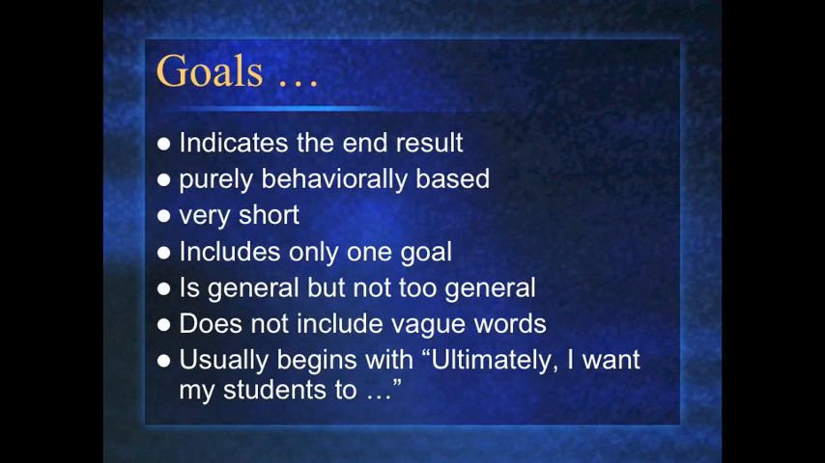Key points. An effective overall goal indicates the end result, or what you ultimately want your students to do. It is usually purely behaviorally based, very short, includes only one goal, is general but not too general, does not include vague words, and usually begins with, ultimately, I want my students to. And that's it.